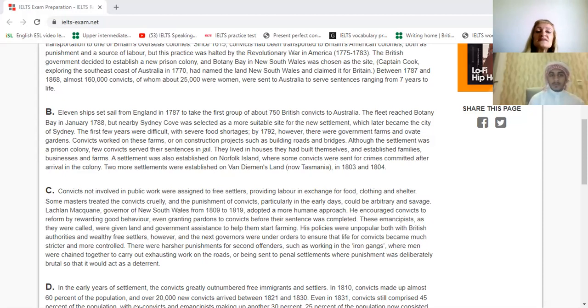So does the reading say, for example, they all welcome Governor Macary's policies? Policies are laws. So did the settlers or the convicts, because there's a few words we've got for them, did they welcome Governor Macary's policies or not? Shall we tick B or not, right? So do you understand the task?